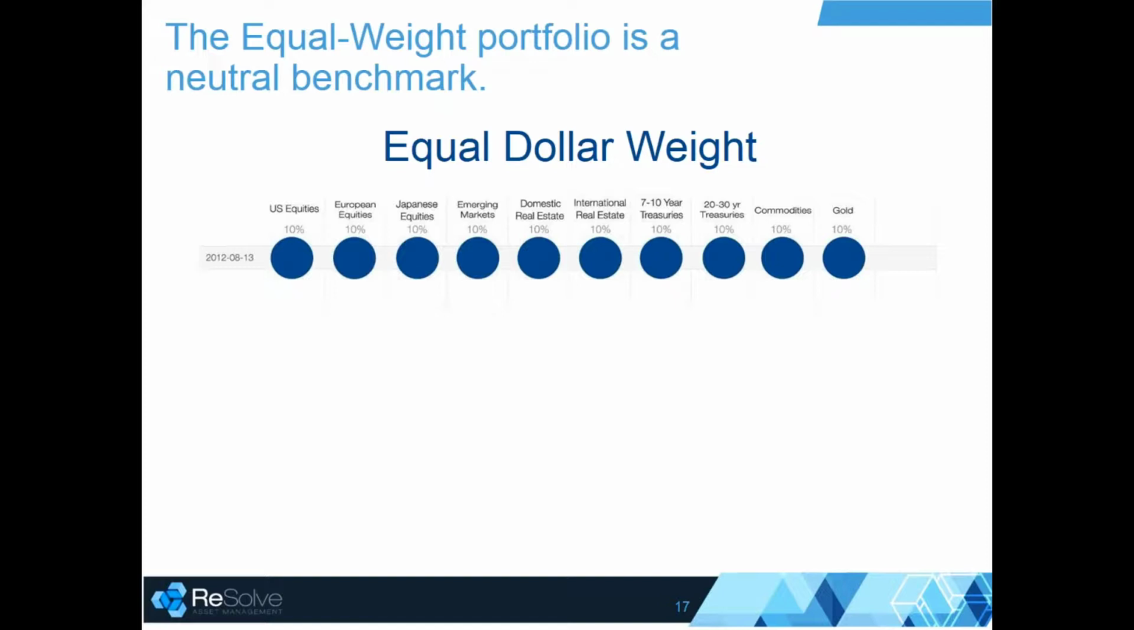So what I have here is a series of just 10 asset classes that represent over 90% of liquid available assets in the world. U.S. equities, European equities, Japan, emerging markets, domestic equities, international real estate. And then we have some of the alternative asset classes like short-term and long-term treasuries, commodities, and gold.